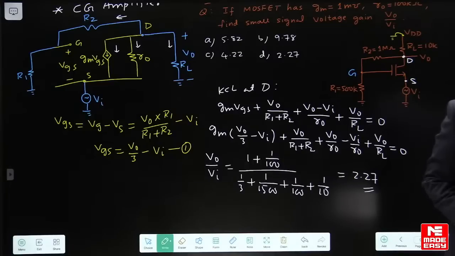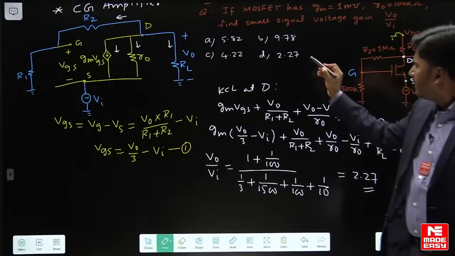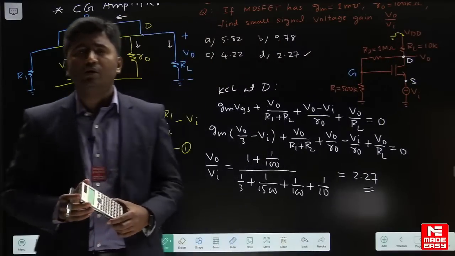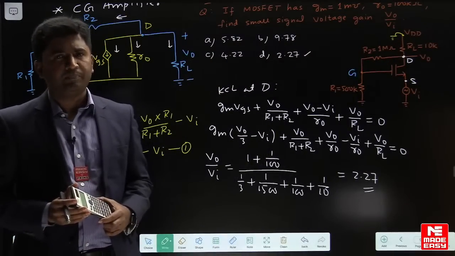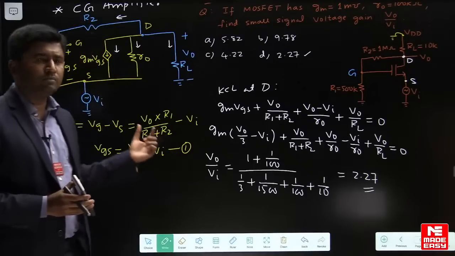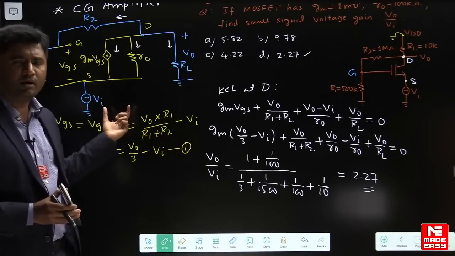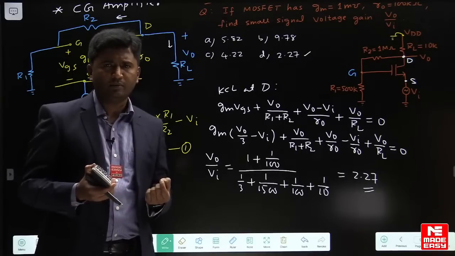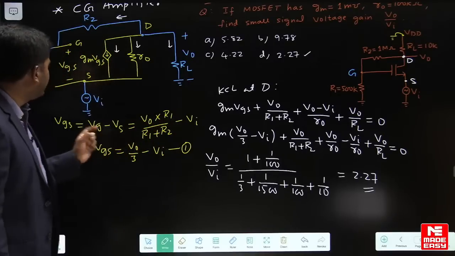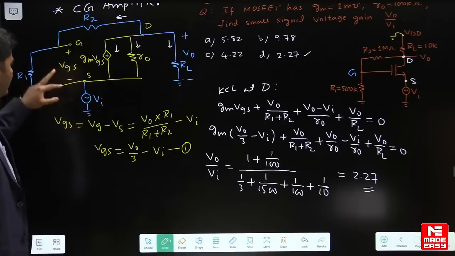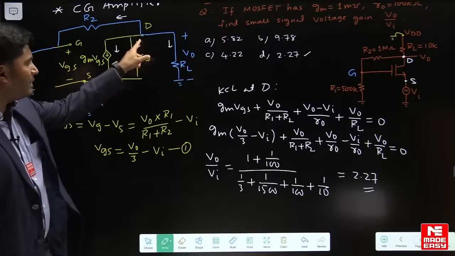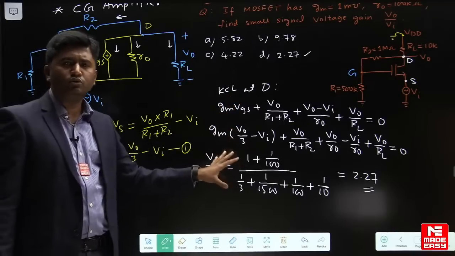Yes beta, I have got the answer from Yagala Ishwar. D, 2.27 is the correct answer. It was a question based on a common gate amplifier. Once you replace the MOSFET with the small signal model, you should start using basics of network analysis. We first wrote VGS as VG minus VS, then we applied KCL at this node, and in that way we got the answer 2.27.